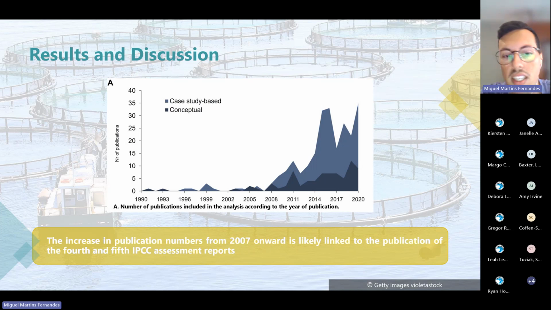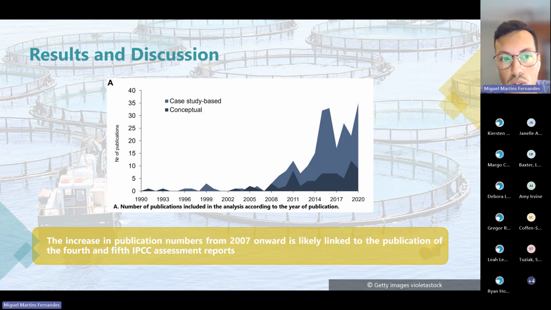And this is linked with the publication of the fourth and fifth Intergovernmental Panel on Climate Change Assessment reports. These reports are very important and also try to tackle these issues of risk and vulnerability assessments and climate change. And we can see a very substantial growth between the publication of the fourth assessment report that was in 2007 and the fifth assessment report that was in 2014.